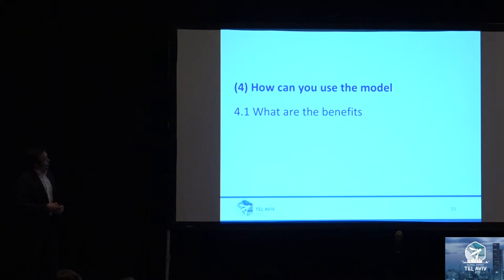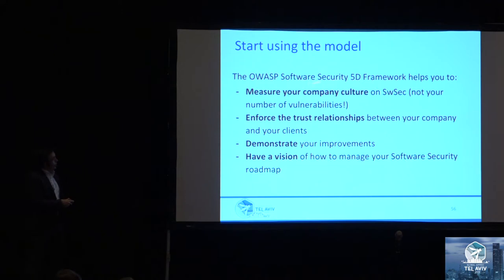So, at the end, how can you use the model? What are the benefits? The benefits are that, using the Software Security 5-Dimension framework, you can measure your company culture on software security, not the number of vulnerabilities. The number of vulnerabilities is expected. When you develop new software, vulnerabilities are expected, so this is not a big problem. The big problem is how you manage them.